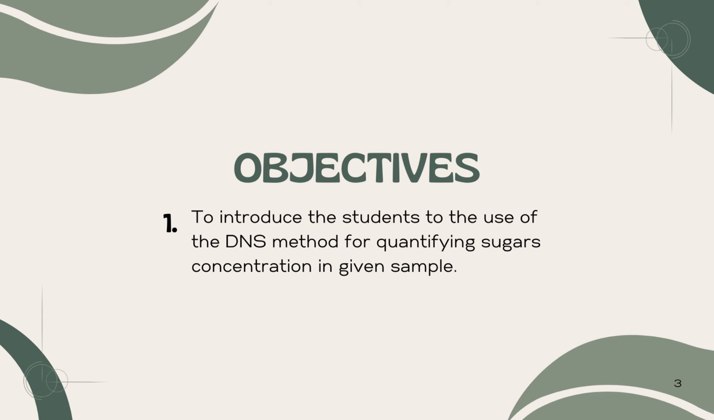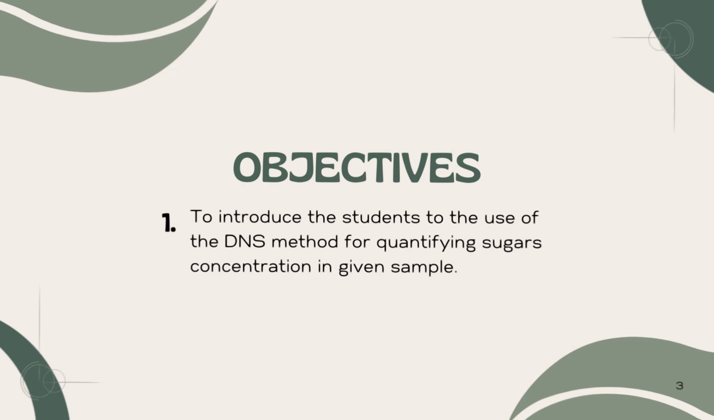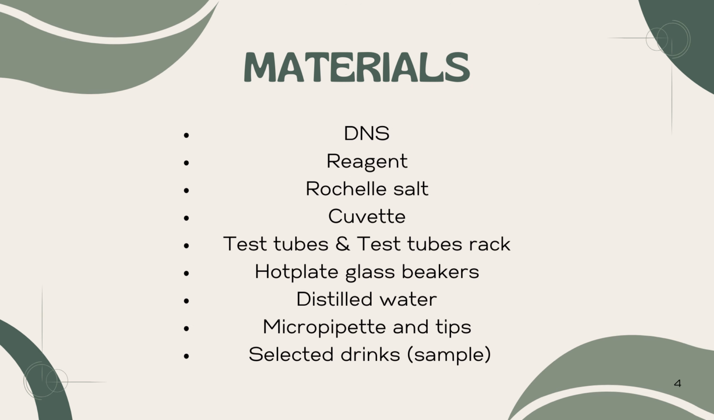Objective: to introduce the students to the use of the DNS method for quantifying sugar concentration in a given sample. The materials are DNS reagent, Rochelle salt, cuvette, test tubes and test tube rack, hot plate, glass beakers, distilled water, micropipette and tips, and selected drinks.